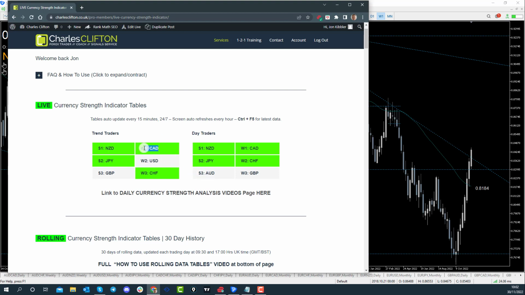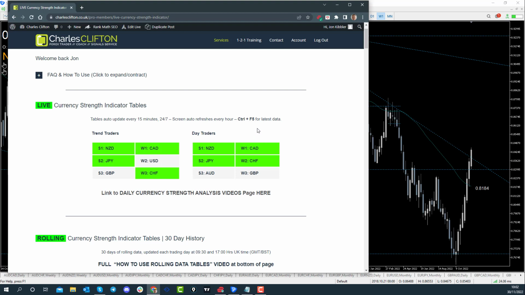From the weak side of things, we've got the Canadian dollar topping the charts as W1 on both tables. On the trend traders, it's followed by the US dollar as the second weakest currency, followed by the Swiss franc, which is the third weakest currency. On the day traders, W2 is the Swiss franc and W3 is the pound. So you can see the pound is featured here twice, but it's not highlighted in green because they're on opposite sides of the table.